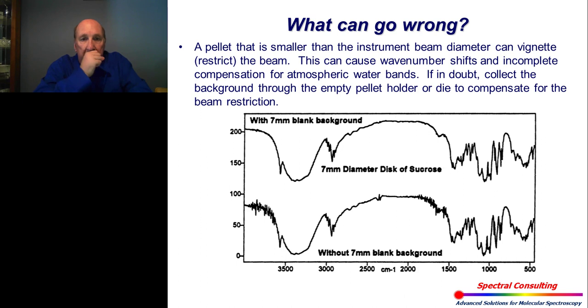There's also some changes to the spectrum that affect the quality of the spectrum that you're getting. So when we look at the top spectrum, we ran the background with a 7mm blank, and we got a much better signal to noise ratio spectrum and much better quality of the spectrum by accounting for the compensation of the beam restriction.